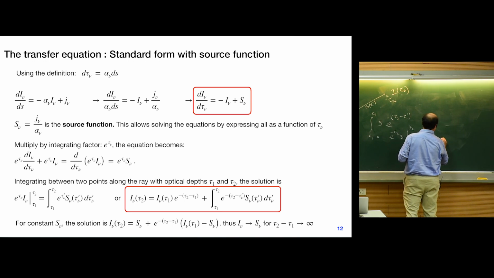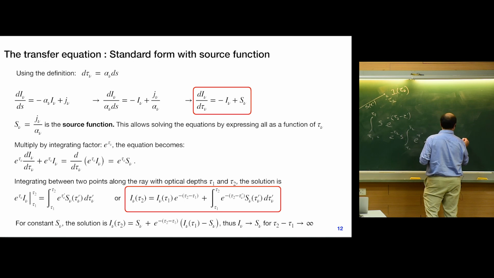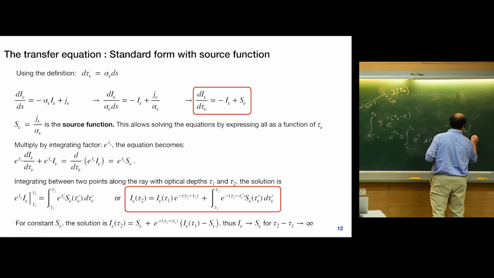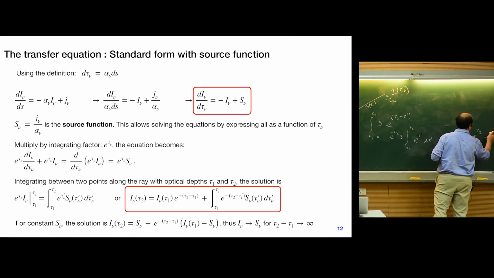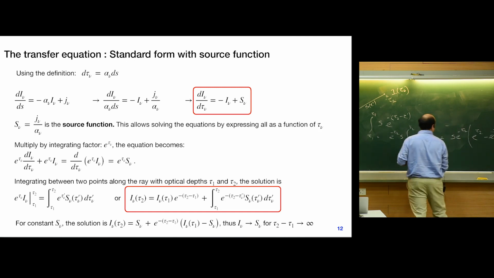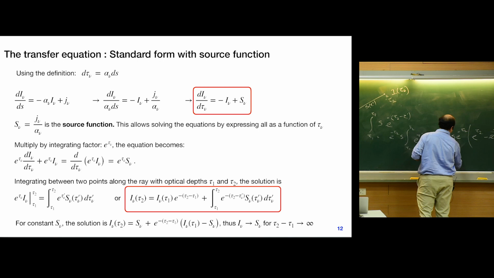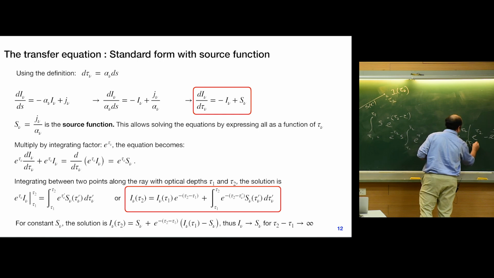Evaluate this, you get S times e to the power minus tau 2, and then e to the power tau 2 minus e to the power tau 1. This just cancels out, this is just S minus S times e to the power minus tau 2 minus tau 1.